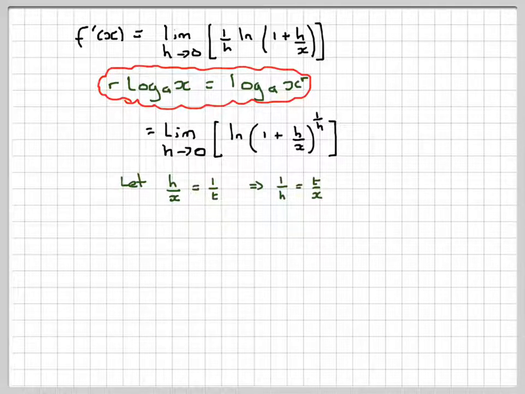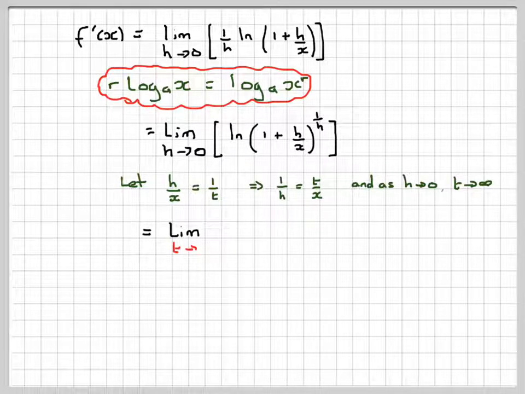Now, as h goes to 0, this will become 0. So this will have to be 1 divided by a very, very, very large number. So t will approach infinity. So just repeat that. As h goes to 0, this 0 divided by x is 0, and therefore this would have to be 1 divided by a very, very large number. So t will be approaching infinity.